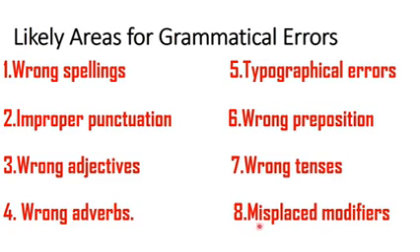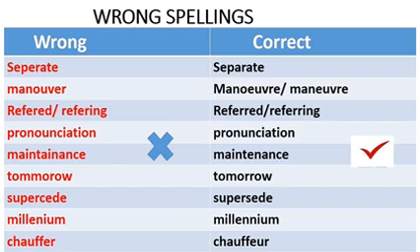And the last but not the least is misplaced modifiers, when we cannot use the correct modifiers before nouns in sentences. But for the purpose of this class, we shall target these four: wrong spellings, improper punctuation, wrong adjectives, and wrong adverbs. Let's go on. Okay, let us look at the wrong spellings.